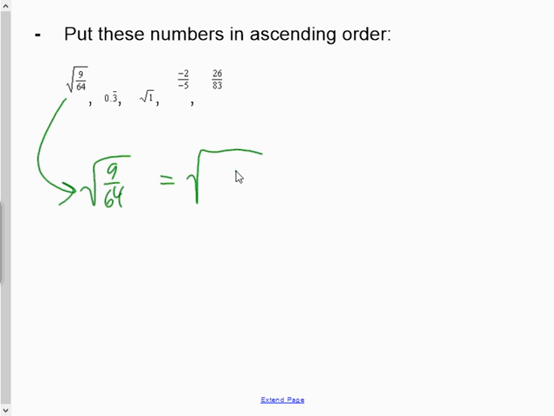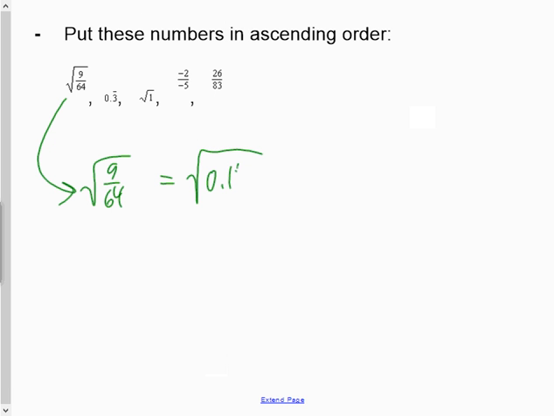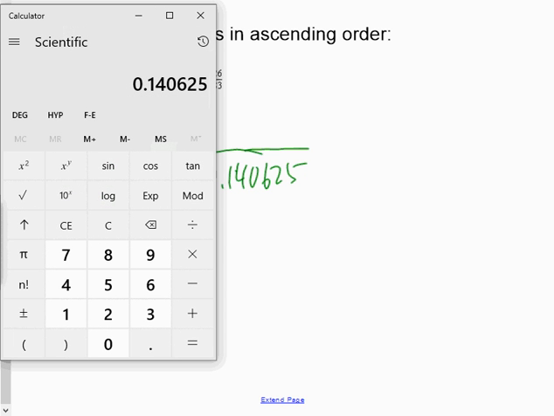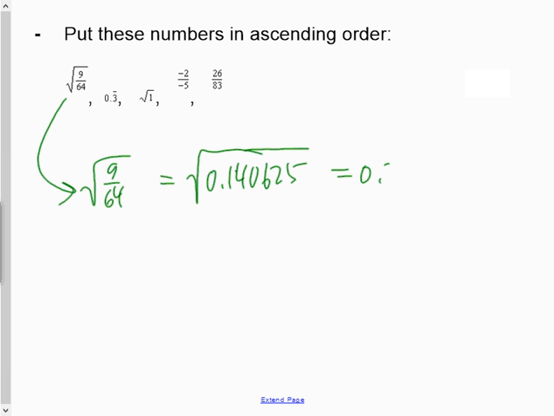Is the square root of, oh heavens, that's a lot of stuff, 0.140625, correct? Okay, so those are the same thing. And if I take my calculator and then say, what is the square root of that? It's going to tell me the square root of that is 0.375. So this first number, when I change it to a decimal, and that's what we're changing them all to, decimals, is 0.3 repeating. I'm going to keep 3 decimals there just to keep it in reasonable comparison.